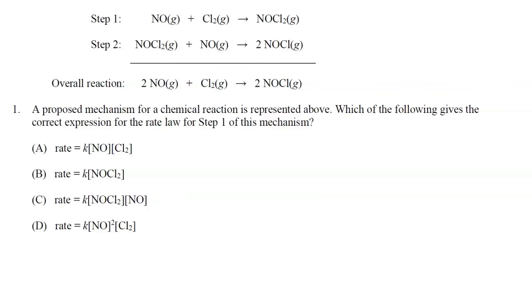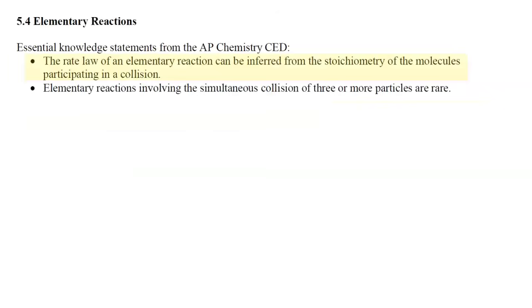Question 1 says, a proposed mechanism for a chemical reaction is represented above. Which of the following gives the correct expression for the rate law for step 1 of this mechanism? So this question relates to topic 5.4, elementary reactions, and here is one of the essential knowledge statements from the AP Chemistry course and exam description.